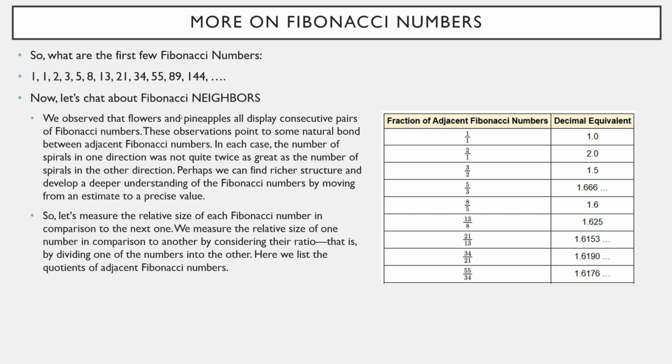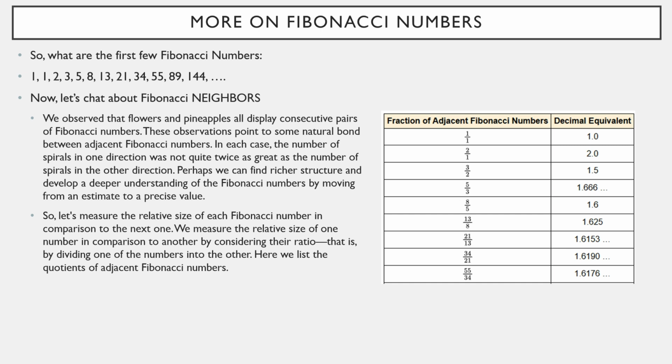So we observed that flowers and pineapple all display consecutive pairs of Fibonacci numbers. These observations point to some natural bond between adjacent Fibonacci numbers, like there's something in nature that's causing this. In each case, the number of spirals in one direction is not quite twice as great as the number of spirals in the other direction.